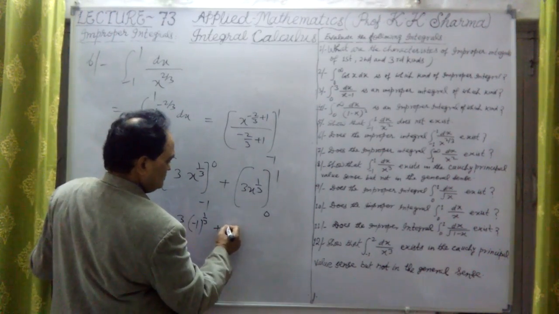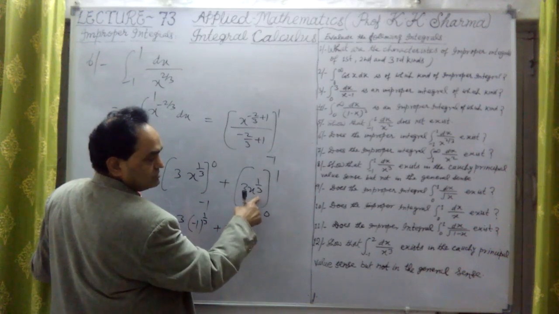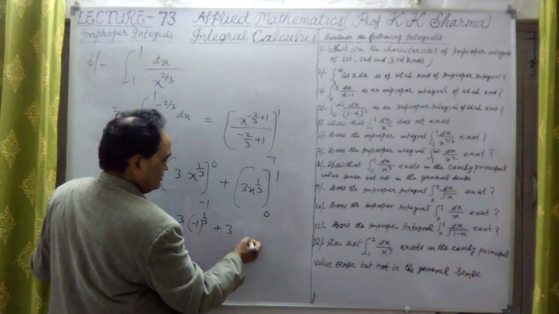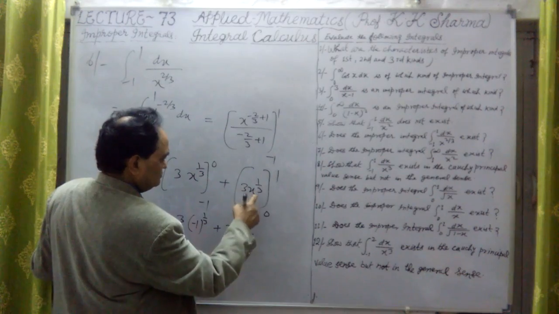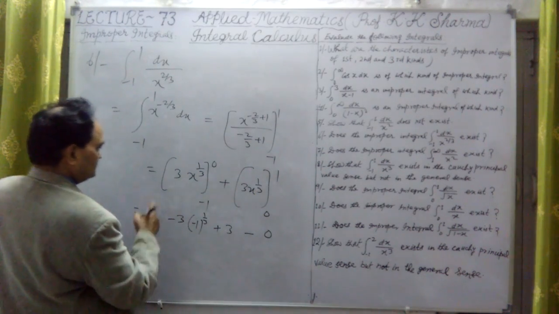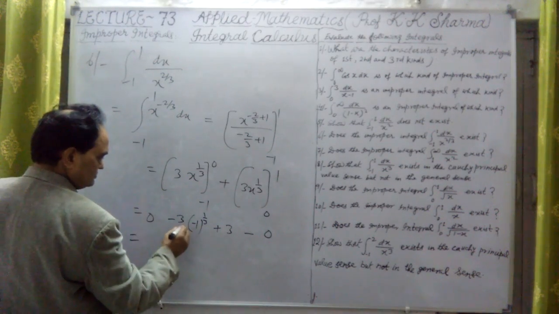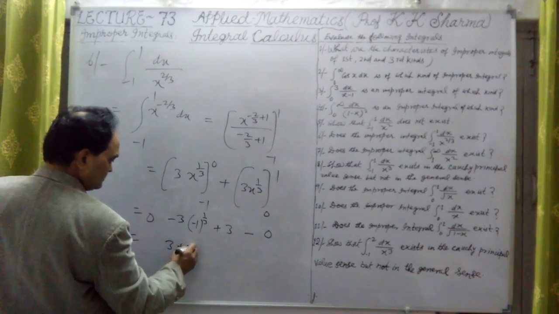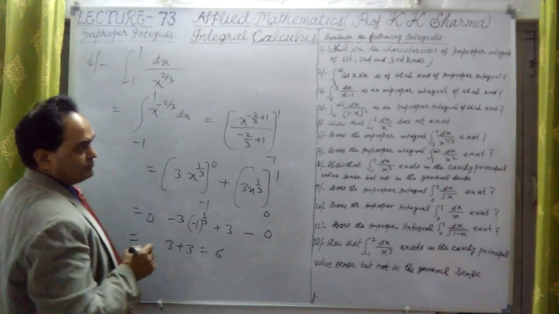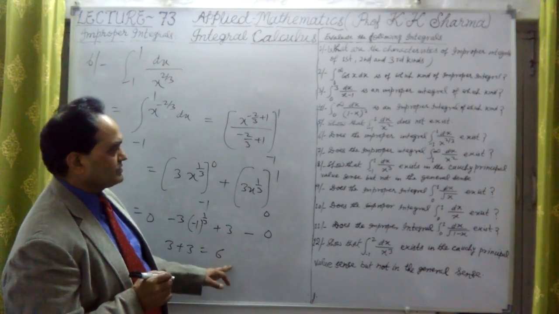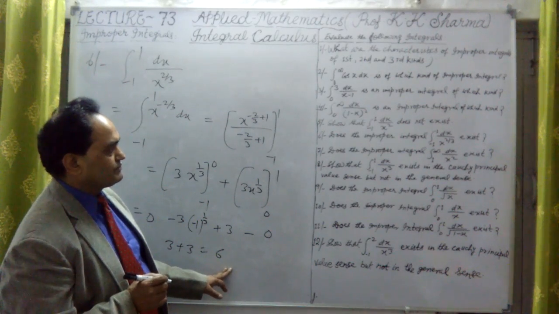Upper limit, this is 3 only, because the cube root of 1 is 1. Okay, and then it is 0. So first is 0, 0 minus this. That means this is 3 positive, plus 3, it is equal to 6. The function exists in between and having the value this.